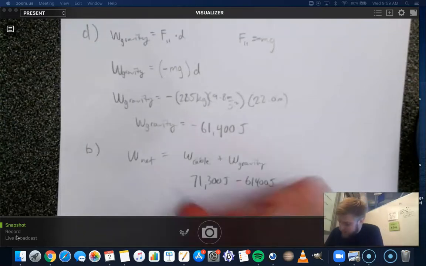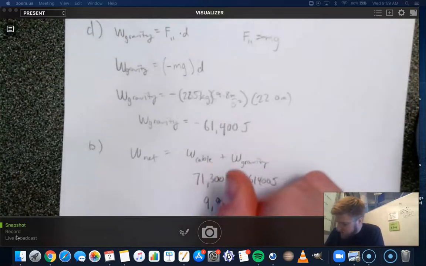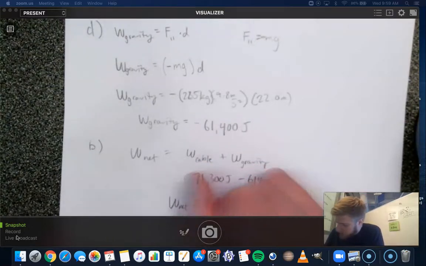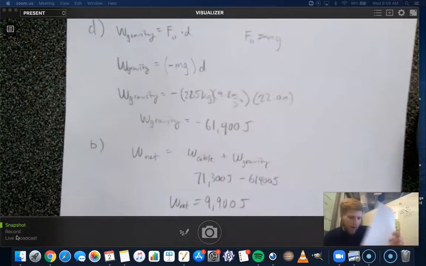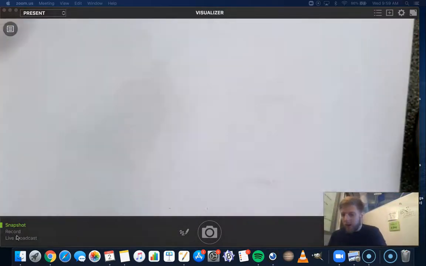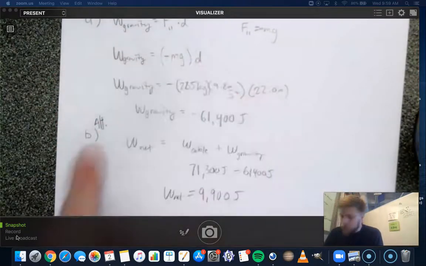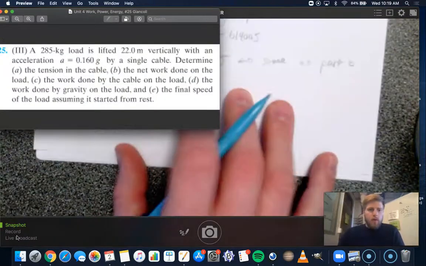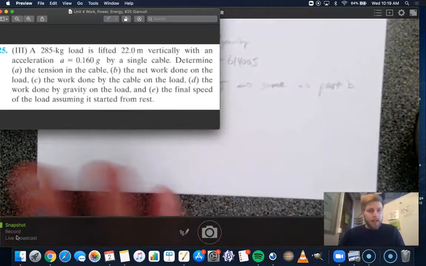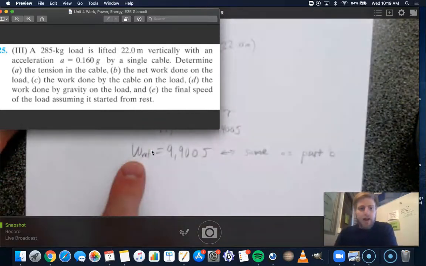61,400, and we end up with 99. Yeah, it's very, very close. So 99, that's the net work done. 9,900 joules. And when we compare that, we go back. We were in that same sort of ballpark. Again, I did a little bit of rounding here, but I wanted to show you an alternate way to do B. And now we'll move on to part E, which is actually pretty easy once you've got this number here.